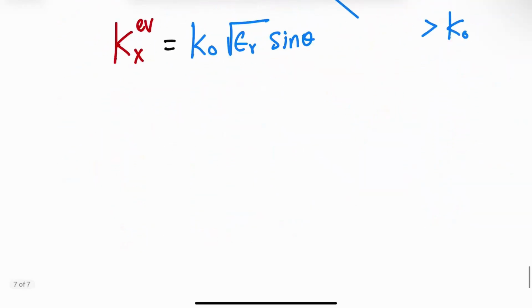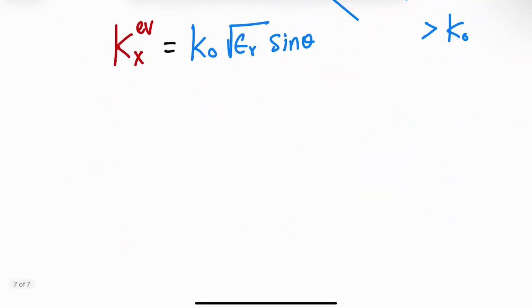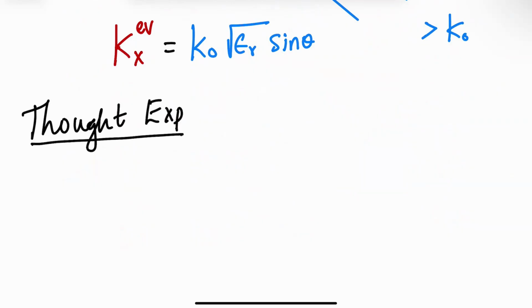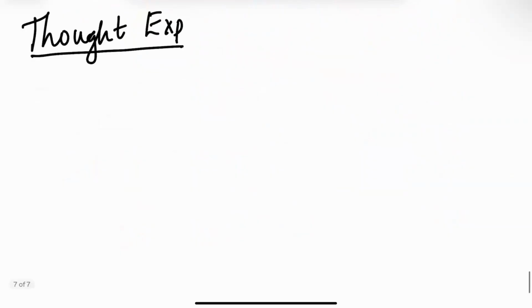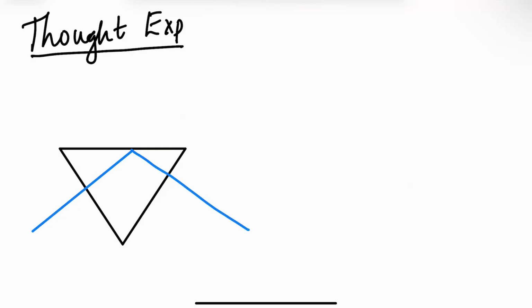If you're not convinced with that, you can also convince yourself using a thought experiment that there is indeed an evanescent wave propagating on the other side. So what is that? Let's say I take my prism again. Now I have this wave that comes in. All of it is reflected back. Now if I take another prism, I place it on the other side, something like that.